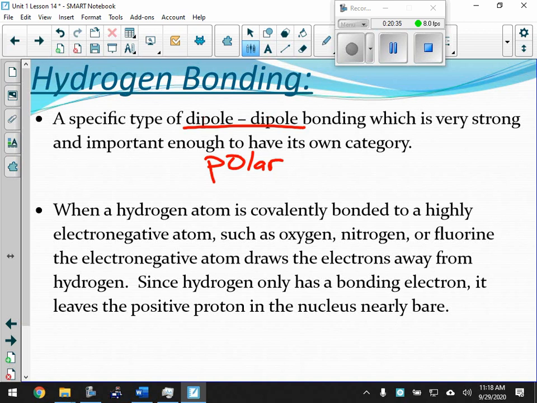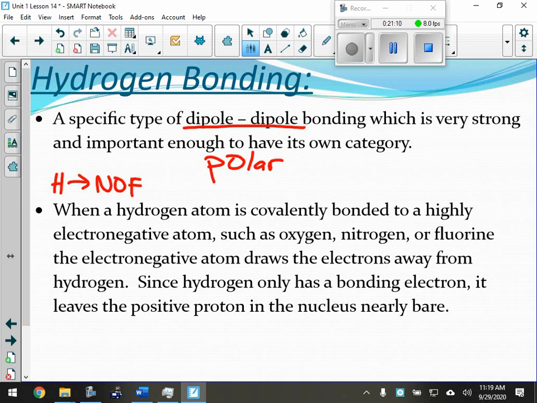It says here, when a hydrogen atom is bonded to a highly electronegative atom, such as oxygen, nitrogen, or fluorine, the electronegative atom draws the electrons away from the hydrogen. Since hydrogen only has a bonding electron, it leaves a positive proton in the nucleus nearly bare. So I'm going to draw that for you. But we have to keep in mind, now, it has to be H bonded to one of those three atoms, okay? It has to be an H bonded to one of those three in order to have hydrogen bonding, okay?